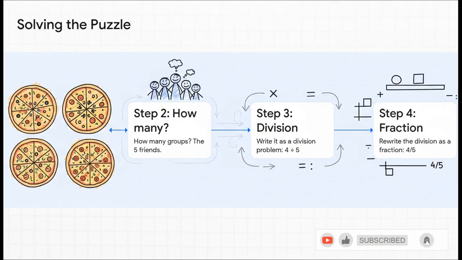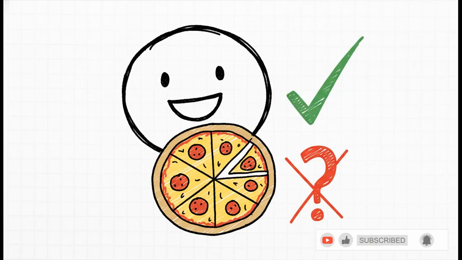So let's break it down. First step, what are we actually sharing? That's the 4 pizzas. Step 2, how many groups are we sharing it into? Well, that's the 5 friends. Now, for step 3, we write that out as a division problem, 4 divided by 5. And for the final move, we turn that division problem into a fraction, 4 over 5. And just like that, problem solved. Each friend gets exactly 4/5 of a pizza. See? No more guessing, no more complicated cutting. Math gives us the perfect answer.